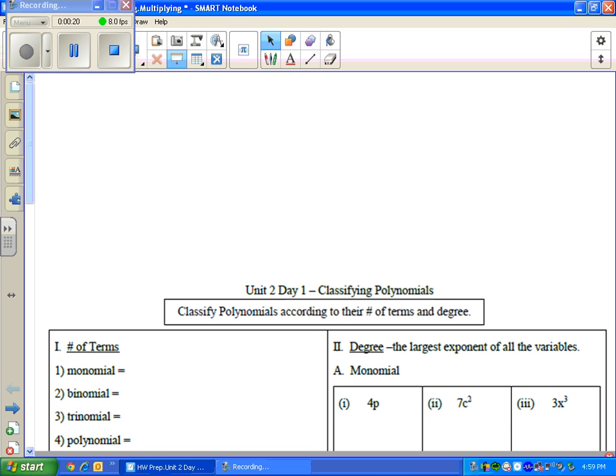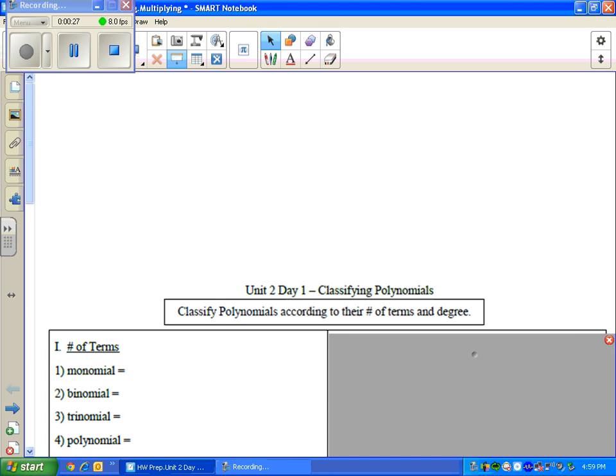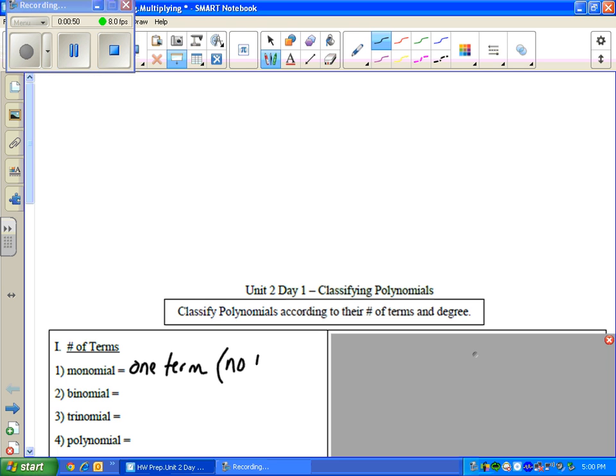Copy down these 4 terms here. Monomial, binomial, trinomial, and polynomial. With the number of terms, each term is separated by either a plus or a minus, or an addition or a subtraction. So a monomial is just one term. If you have just one term, that means you will have no pluses or minuses. Please copy that down.